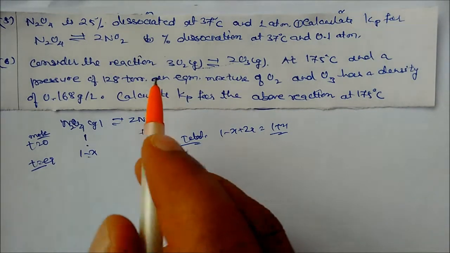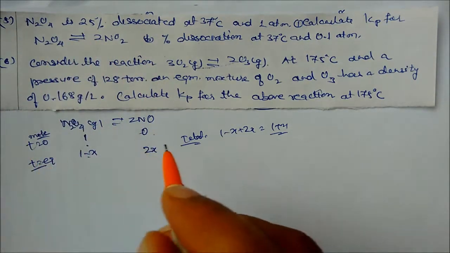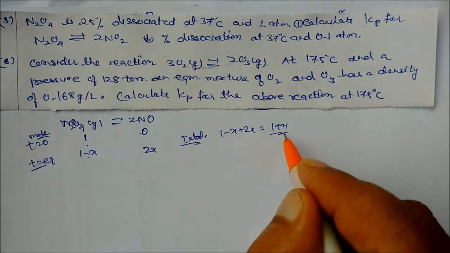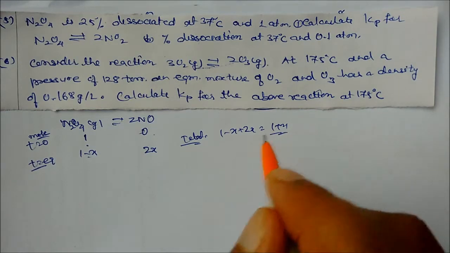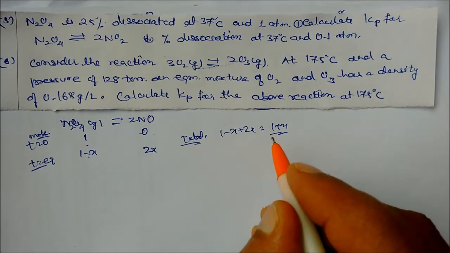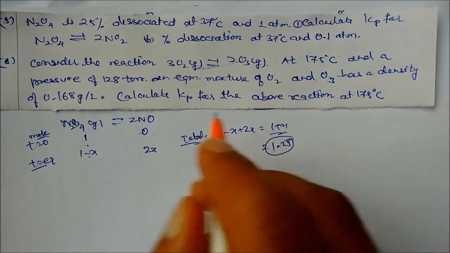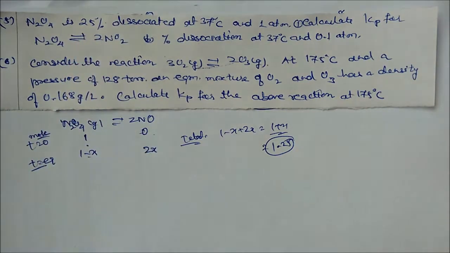So again, moles we have given 25%. Already it is given here 0.25. So we can put here 1 plus x, that becomes 1.25. So already 0.25 is given here.